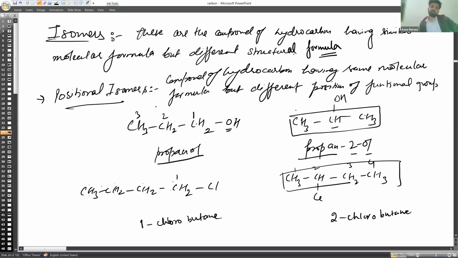Compounds of hydrocarbon having the same molecular formula but different position of functional group.